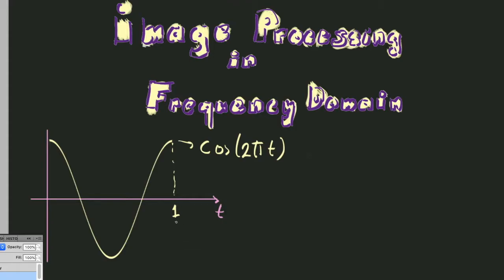Let's make it even simpler, and instead of using integer numbers, let's use a symbol for period. Let's call it capital T. So this cosine is capital T periodic. Therefore, this function will be cosine 2 pi t over capital T.